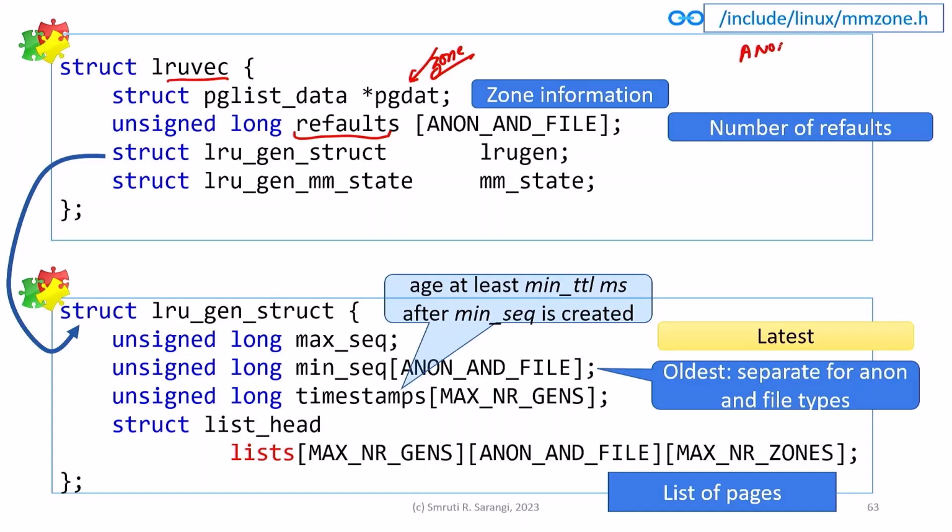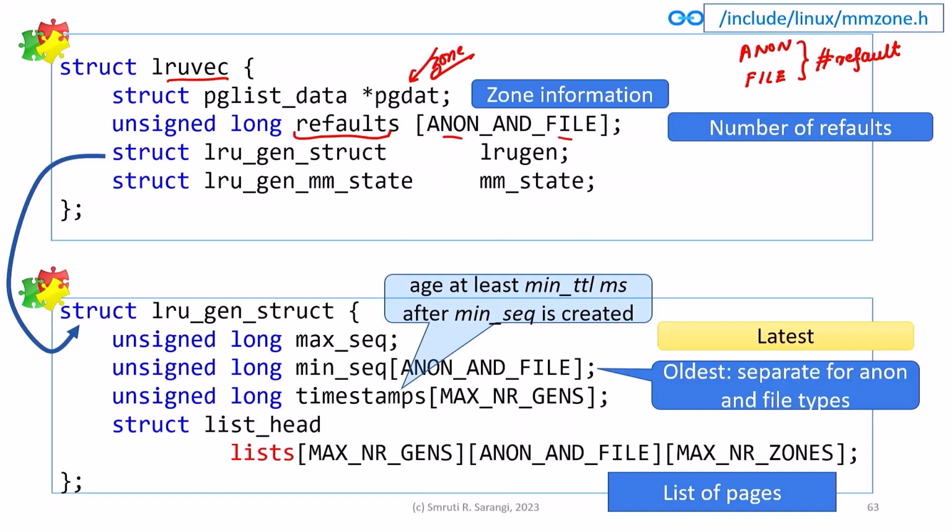For anonymous pages and file pages, you keep a count of the number of refaults. A refault is a situation where a page was evicted from memory and then it was quickly accessed. So that is clearly a mistake, because you thought that this will not be used, hence you evicted it, and then very soon it got accessed. The number of refaults are maintained separately for anon pages, cumulative, and file pages, cumulative. This is an important piece of information as we shall see, because a lot of statistics are kept separately for anon and file.